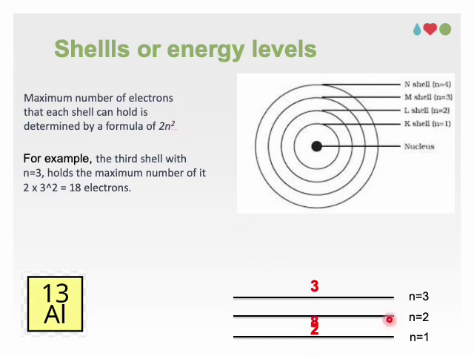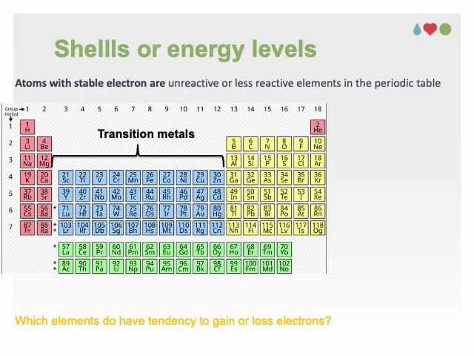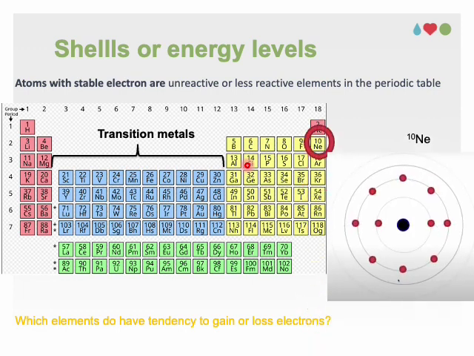The maximum number of electrons in the second shell is 8. I define atoms with stable electron configurations as those with either complete valence shells or at least half-filled valence shell. An example of an atom with a stable electron configuration is neon, Ne.